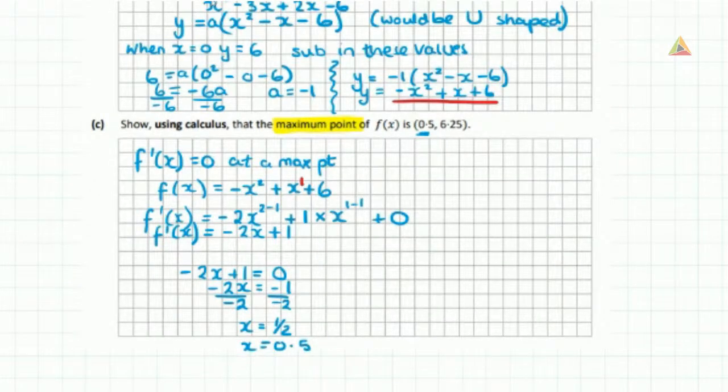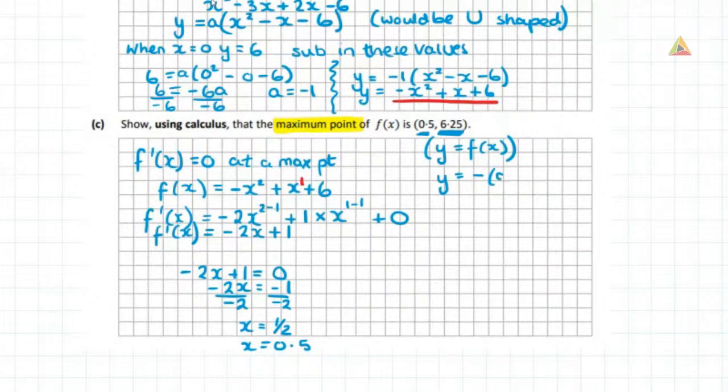I found the x, but now I need to find the value of y. So it tells me here that y is equal to 6.25. So remember, y is the same thing as f of x. So I'm just going to sub in to my f of x, or my y. So y is equal to minus 0.5 squared, plus 0.5 plus 6, and when I put that into my calculator, I get 6.25. So I'm going to say my maximum point is x is 0.5 and y is 6.25.